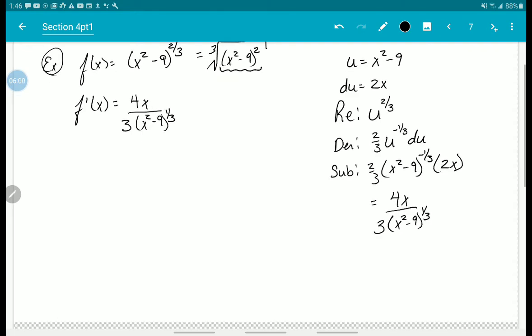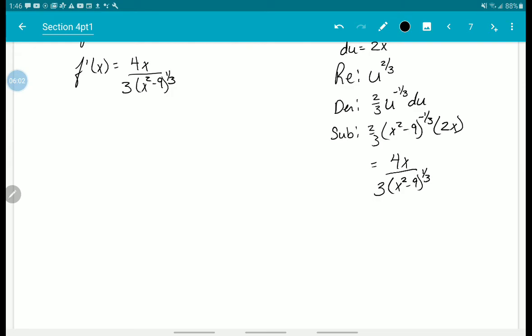So let's talk about where we are increasing and decreasing. How do we find those critical numbers? To find critical numbers, you set the derivative equal to 0. And in this case, we can multiply both sides by that denominator. So we would get 4x equals 0, which means x is equal to 0.